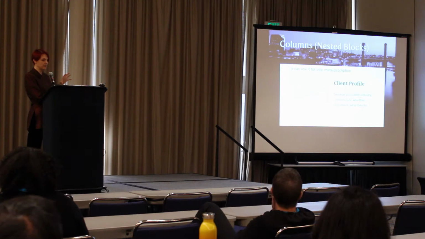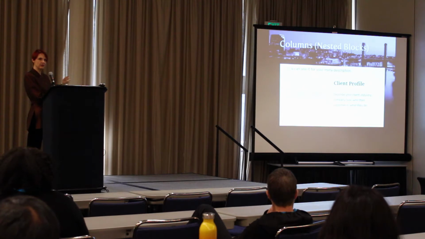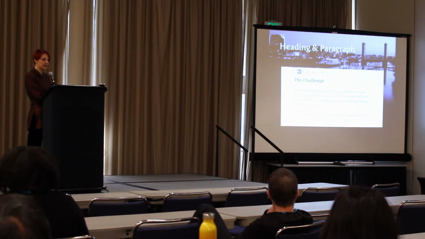Now we have some nested blocks. So we have a columns block, and inside of the columns block, on the left side we have an image block for the logo, and then we have another heading and paragraph. You cannot yet, at least, tell it how much of the width you want taken up by each column. I imagine that's probably coming. Then we have a quote block for our client testimonial, another heading and paragraph.